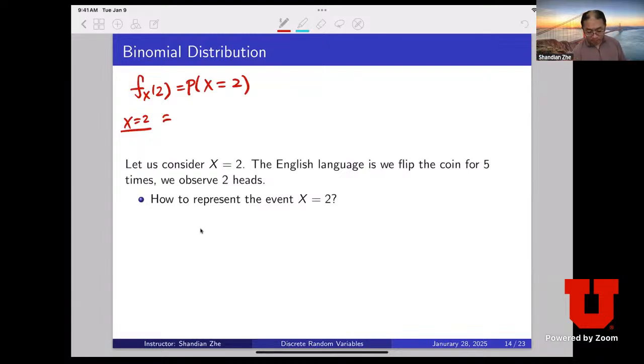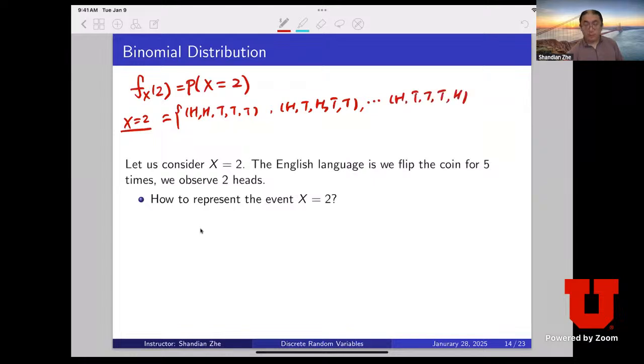So it could be heads, heads, tail, tail, tail, right? It could be heads, tail, heads, tail, tail. It could be heads, tail, tail, heads, tail. Or it could be tail, heads, tail, heads, tail. You name it, right? You just enumerate every sequence.